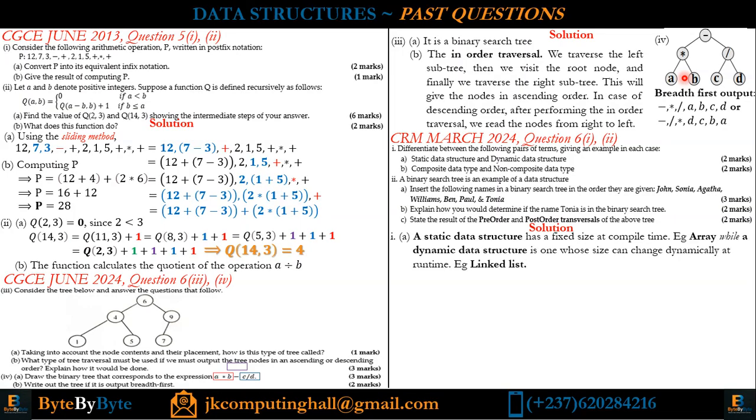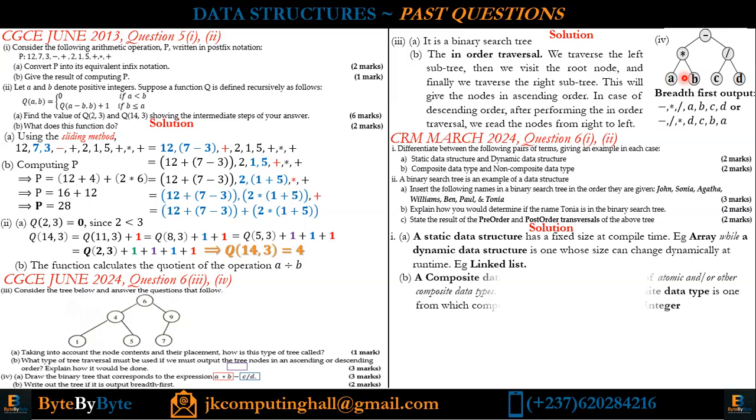A static data structure has a fixed size at compile time, e.g. an array, while a dynamic data structure is one whose size can change dynamically at runtime. And by change dynamically, we mean that it can be increased as well as decreased. An example is a linked list. And this is the major difference between a static data structure and a dynamic data structure.